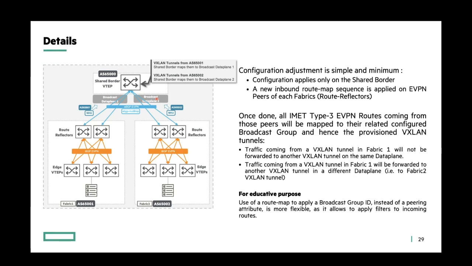Just for educational purposes as well, it has been decided to use a route map and not a simple peering attribute because it offers much more flexibility, as we are able to apply filters on route maps.